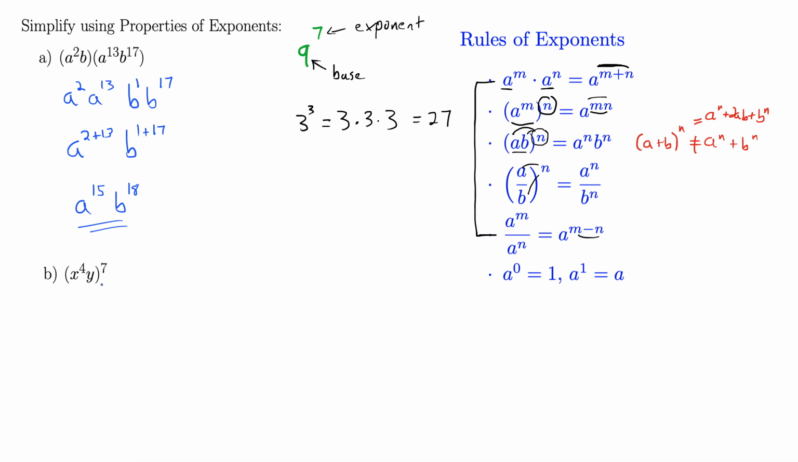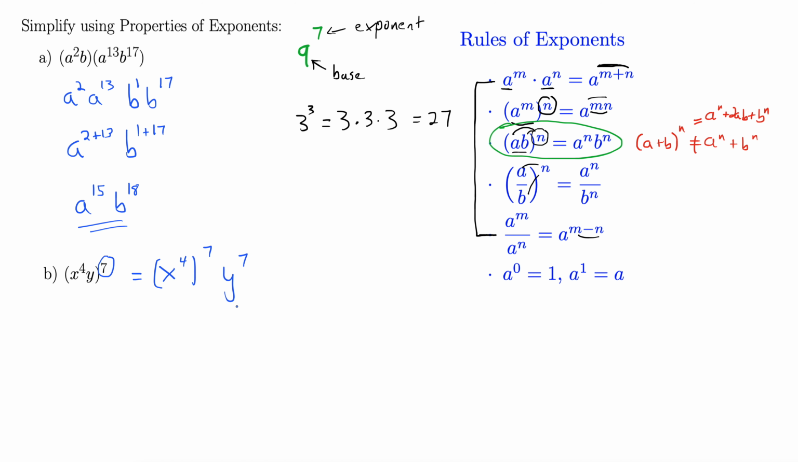Okay, for part B we have the quantity x to the 4th y all raised to the power of 7. So here I have a 7 outside these parentheses. So I'm going to begin using this property here that tells us to take the exponent and distribute it through to both those terms. So this gives us x to the 4, now we're raising all that to the 7, times y to the 7.